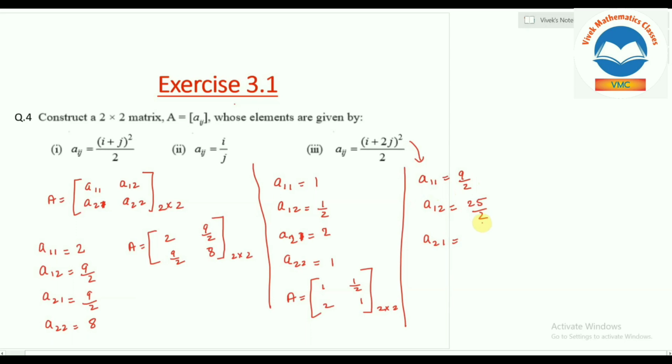Next, A21 means the i value will be 2 and j will be 1. So we will substitute here. We will get 2 plus 2, 4. 4 square will be 16, divided by 2 will be 8. Next we will get A22. So A22 will be how much? 2 plus 4, 6. 6 square will be 36, divided by 2 will be 18.